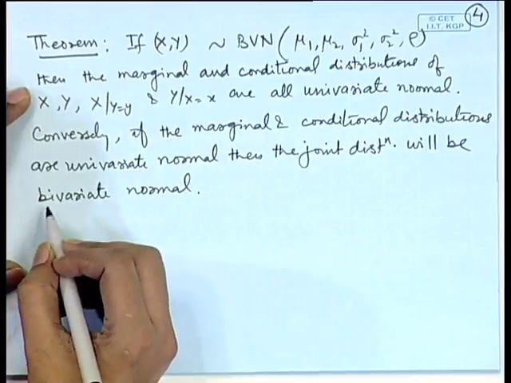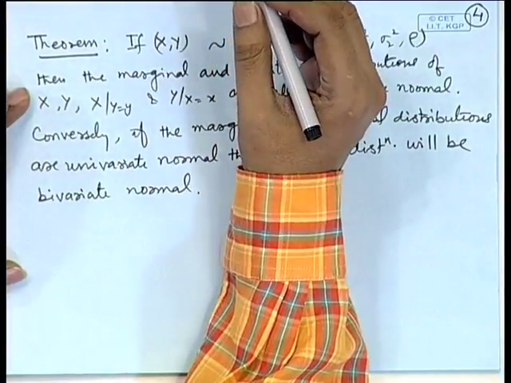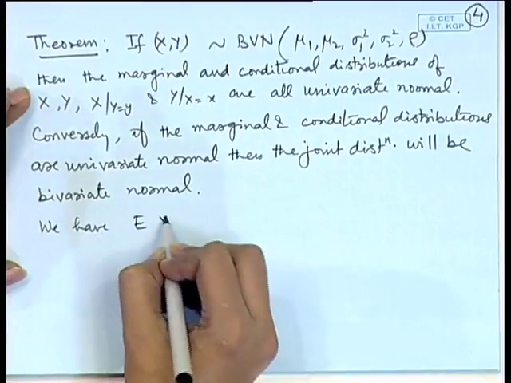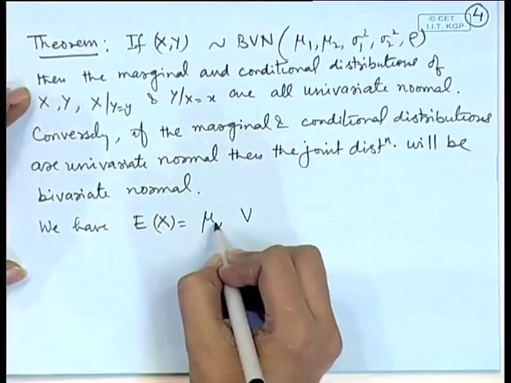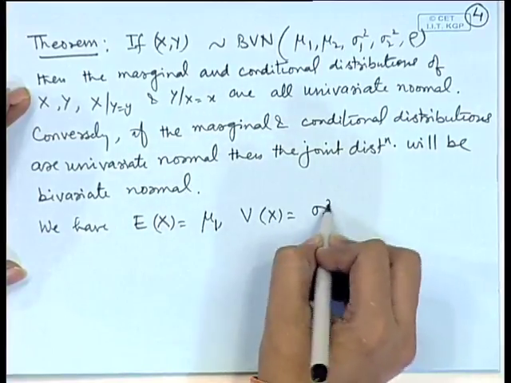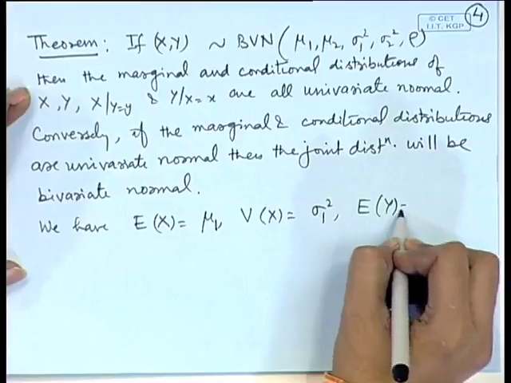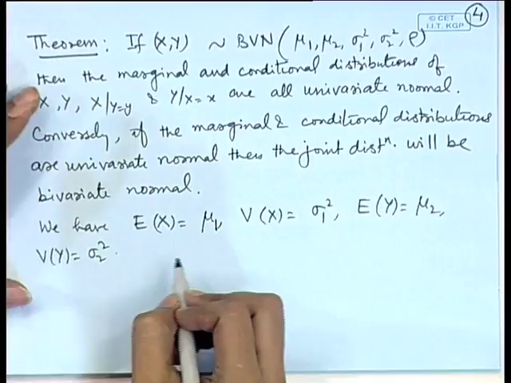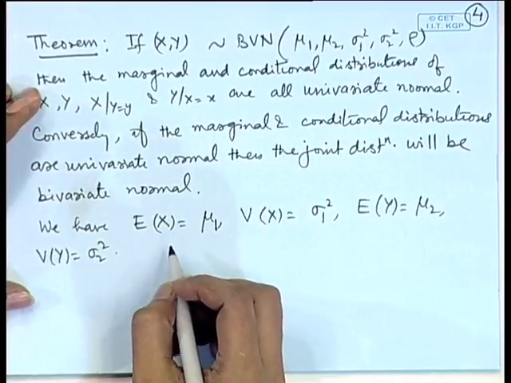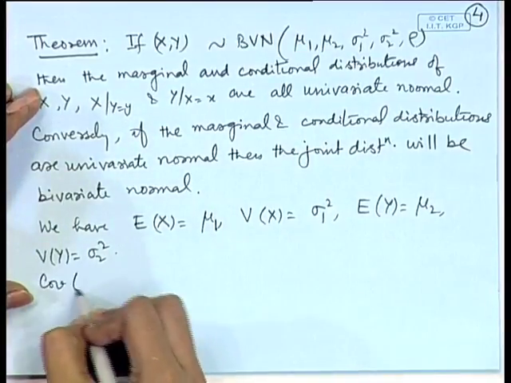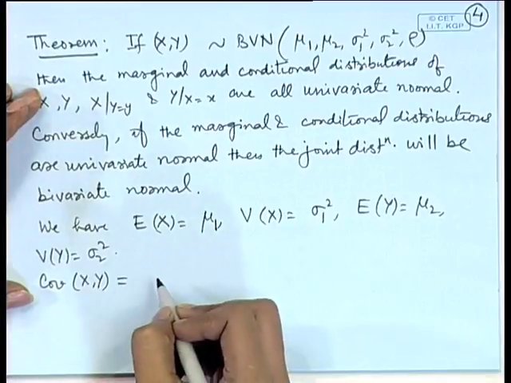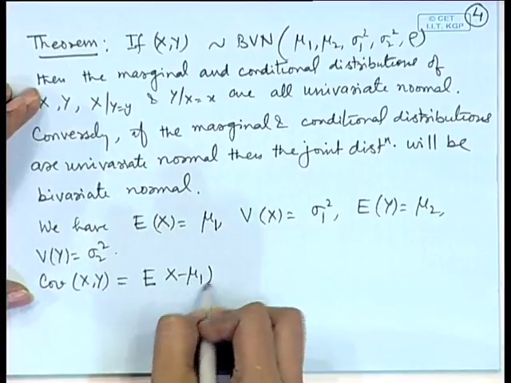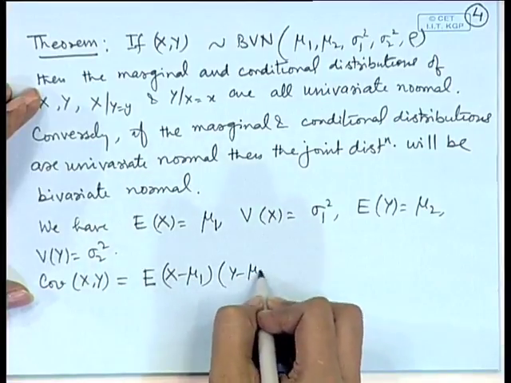So, since the marginal distributions are identified, we have expectation of x is equal to mu 1, variance of x is equal to sigma 1 square, expectation of y is equal to mu 2, and variance of y is equal to sigma 2 square. Now, we also consider the covariance term between x and y. So, the covariance term between x and y is expectation of x minus mu 1 into y minus mu 2.